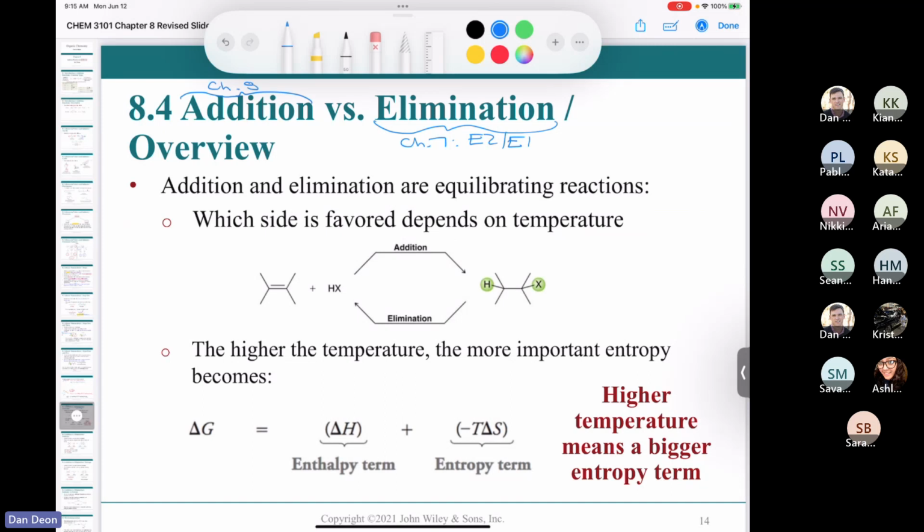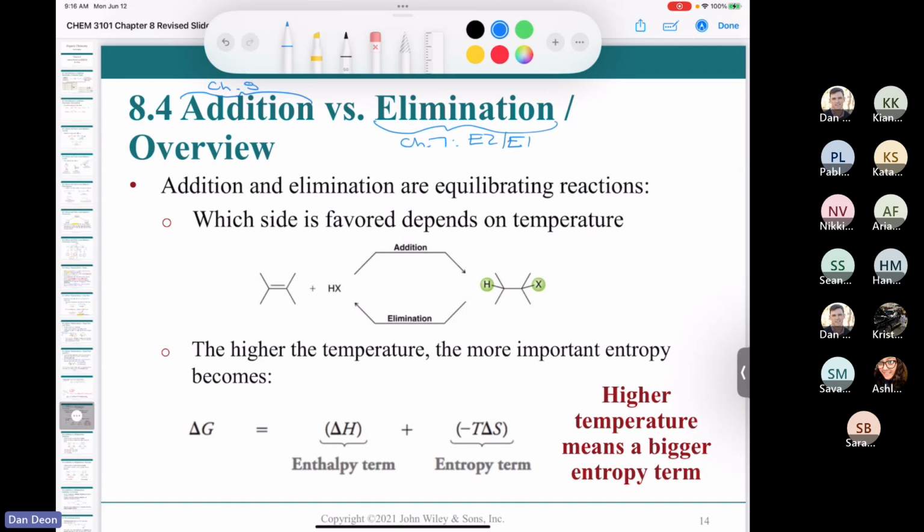So if you're wondering, what's the difference between the two? When is one favored over the other? How come sometimes I get elimination, sometimes I get addition? Well, that's kind of what this section is about, okay? So just follow along with me and you'll get it, no problem, okay?